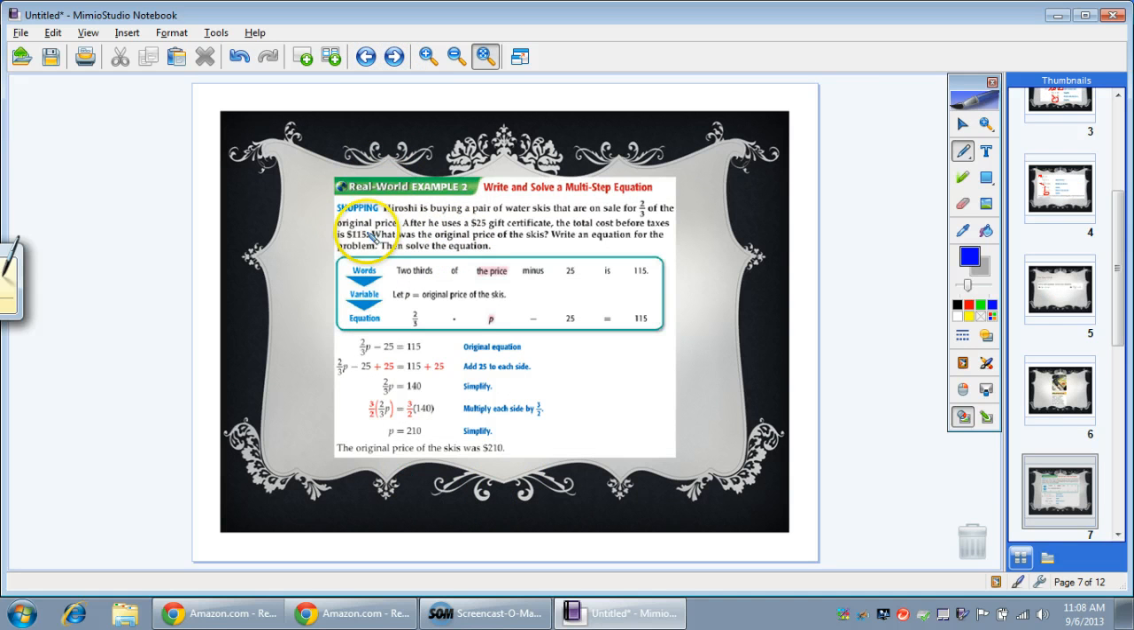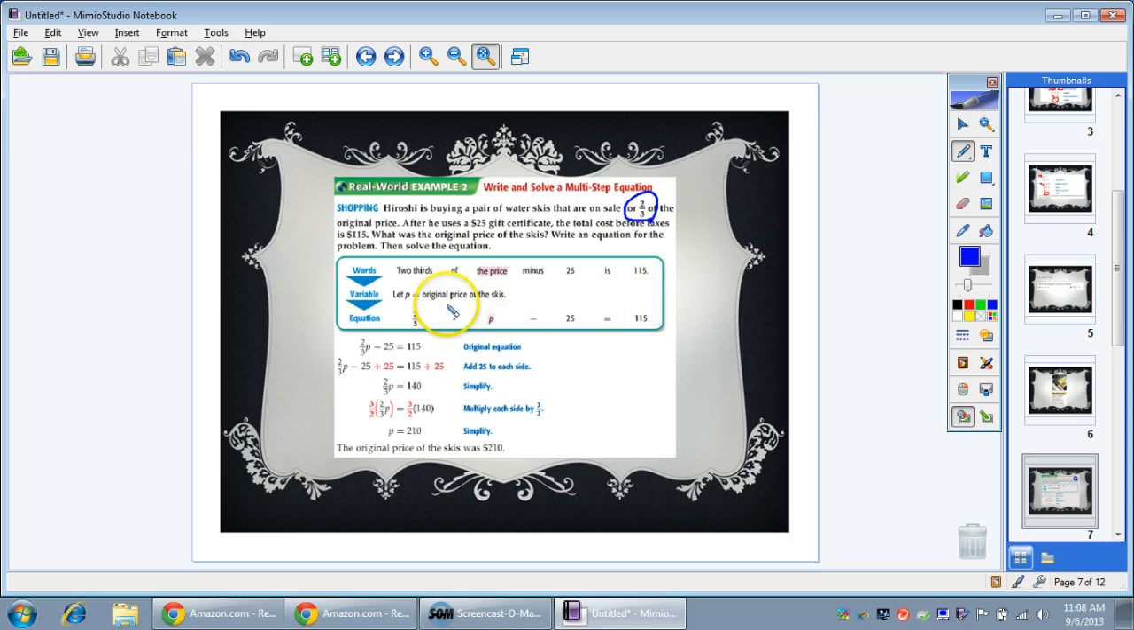If you were in Shanghai shopping, here is Hiroshi buying a pair of water skis that are on sale for 2/3 of the original price. After he uses a $25 gift card, the total cost before taxes is $115. What was the original price of the skis? Write an equation for the problem, then solve the problem.